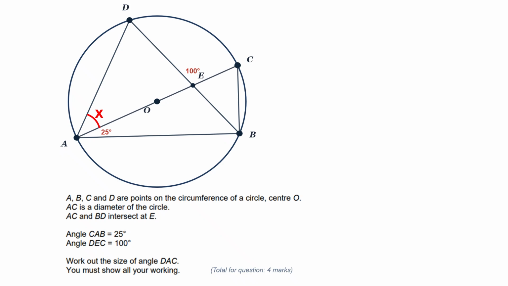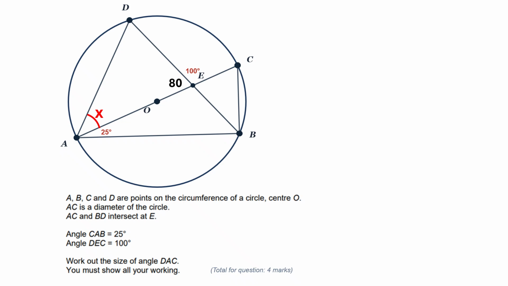AC is the diameter, so it's a straight line. We can easily find the inside angle. We know the whole angle here is 180. If this part is 100, so this part is 80. That's very good. Let's just move this away.